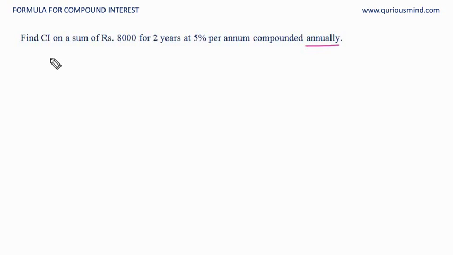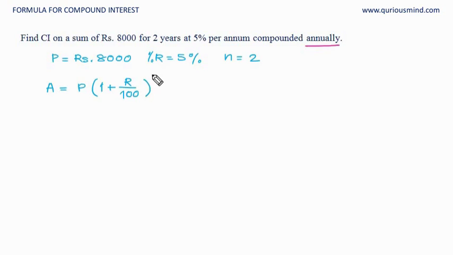So let's write the givens. Principal is equal to 8,000. Now here term we are indicating with letter n. So what is the formula? Amount is equal to P into 1 plus R upon 100 raised to n. We'll replace the values.